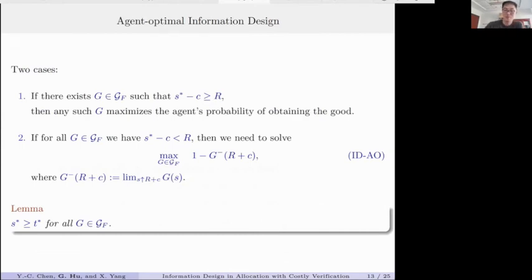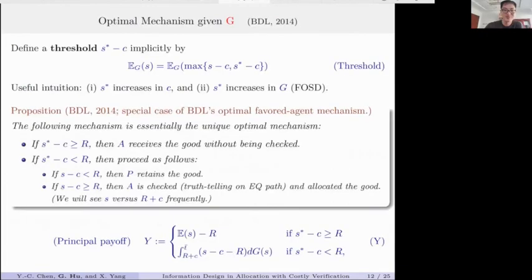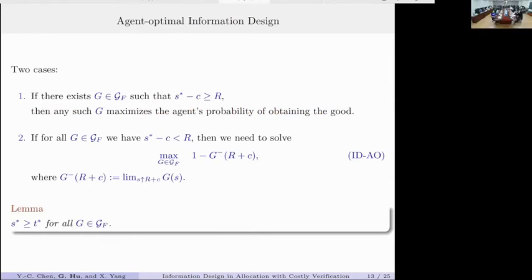So here is the solution. So what is T star? You see the definition of S star using the equation. T star is the special type defined by the distribution F instead of G. So we have an intuition here: the principal wants to push up the threshold as much as possible so that the agent can get the good with as large a probability as possible, right?